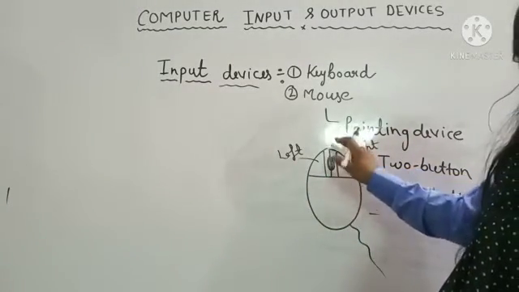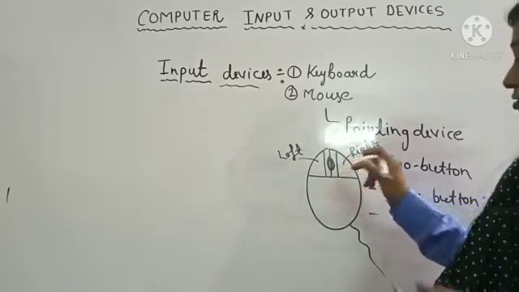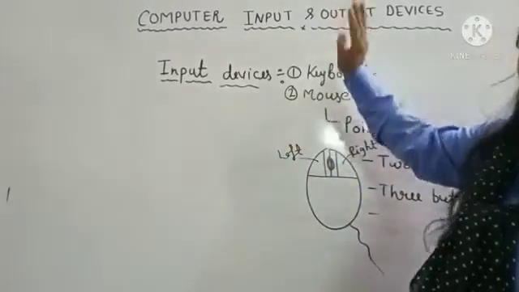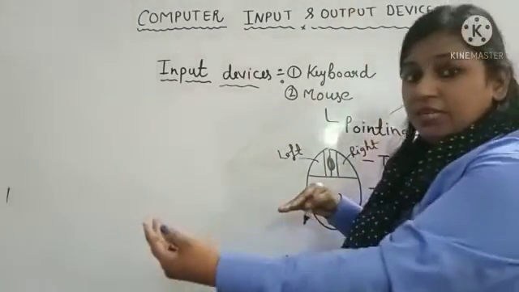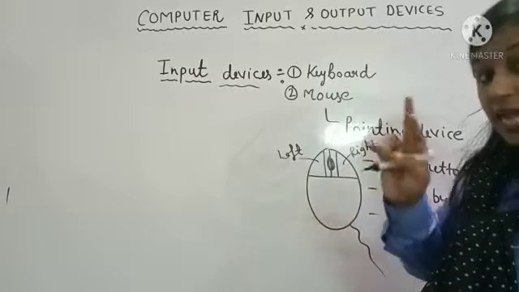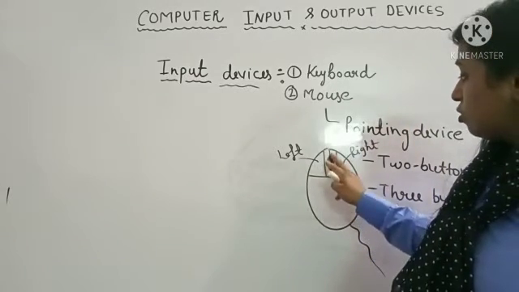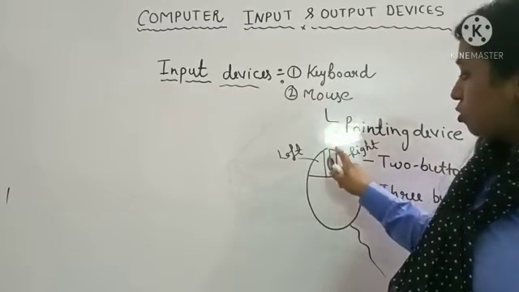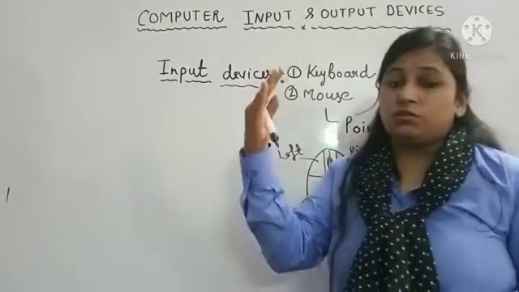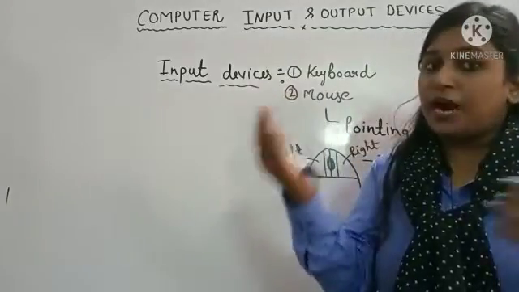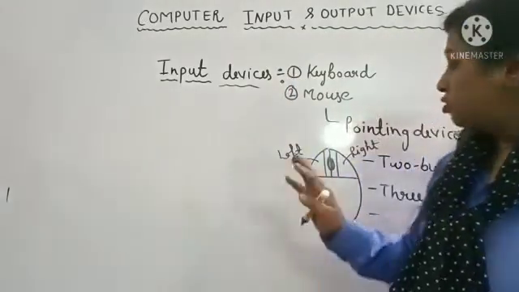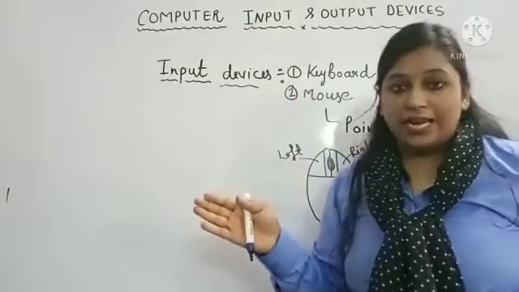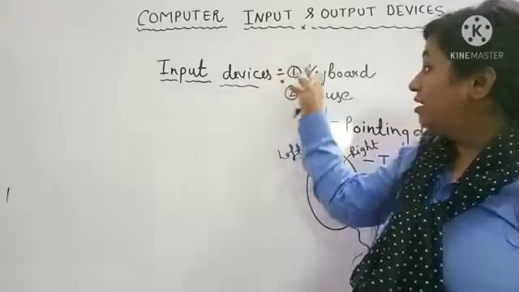And what is the use of this wheel? The scroll bar. If you want to scroll something on a screen, if you want to go up, down, left or right, then you will use this scroll wheel. You just scroll it, and you will see your screen move up, down, left, right. Okay, so this is done by the mouse. So basically a mouse is also an input device, like a keyboard.